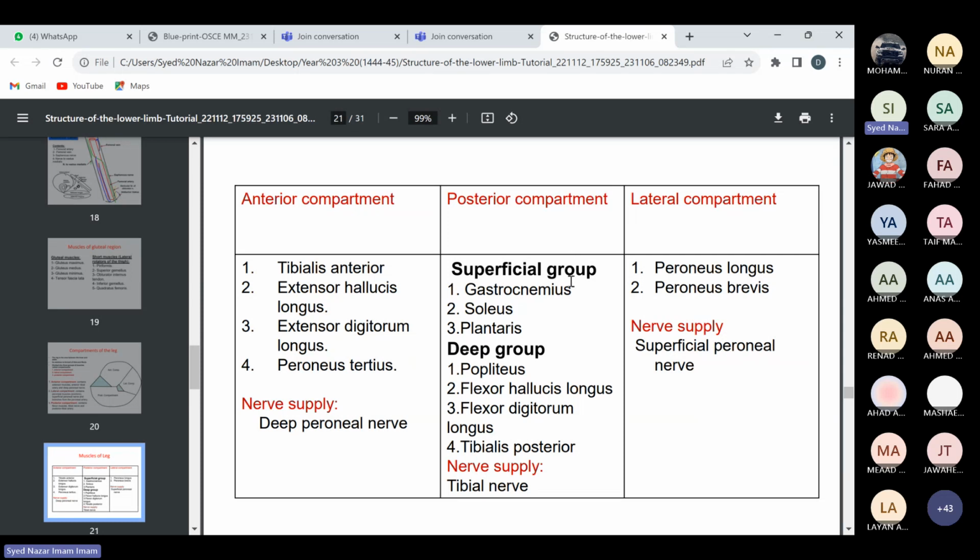Posterior compartment, we have two groups. The superficial group are gastrocnemius, soleus, plantaris, and this is called the calf muscle. This is attached to the posterior tubercle of the calcaneum through the tendo Achillis. Deep group we have popliteus, flexor hallucis longus, flexor digitorum longus, and tibialis posterior. It is the flexor compartment, like the anterior compartment is the extensor compartment. Deep group of the posterior compartment is the flexor compartment. We have here flexor hallucis longus, flexor digitorum longus, and tibialis posterior. Nerve supply is tibial nerve.